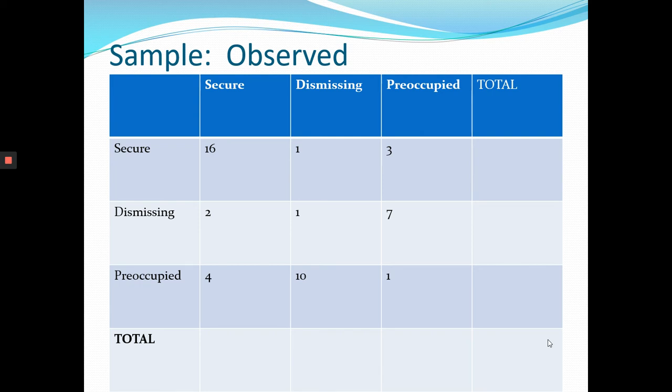So we can ask, well, what happens with couples? Are certain types of attachment patterns attracted to other types of attachment patterns? If I can say it right.